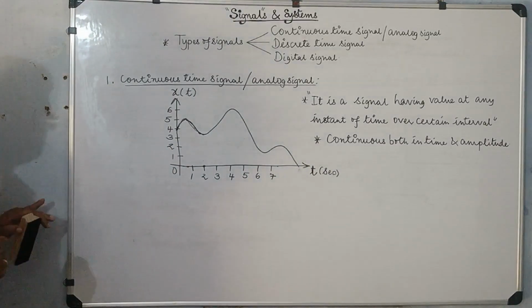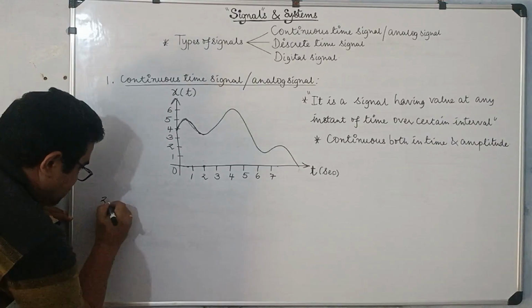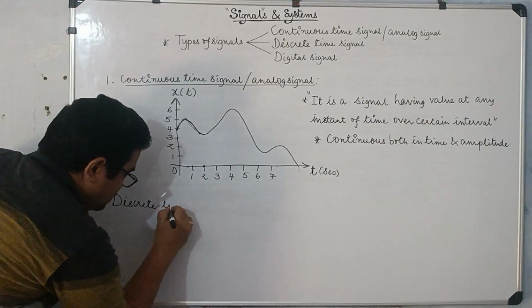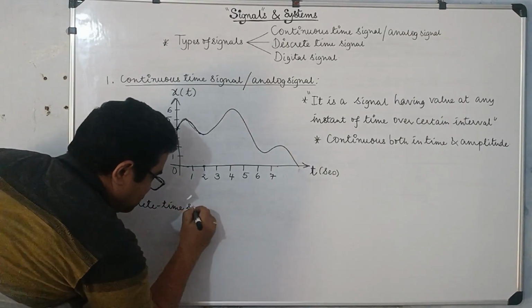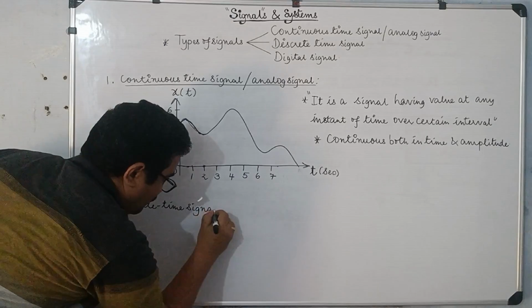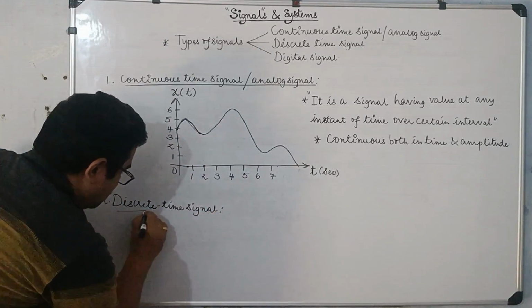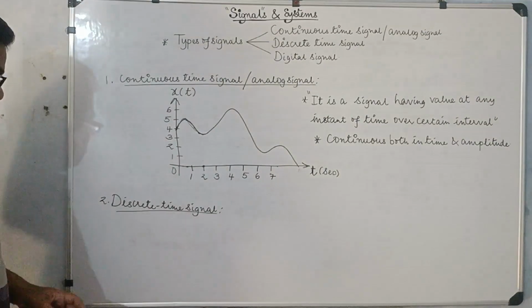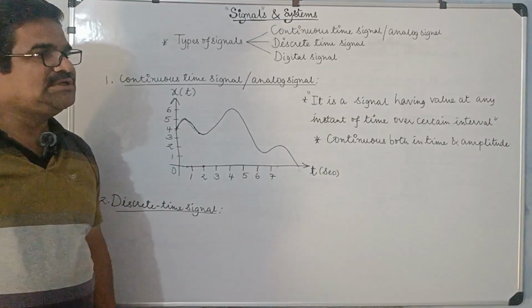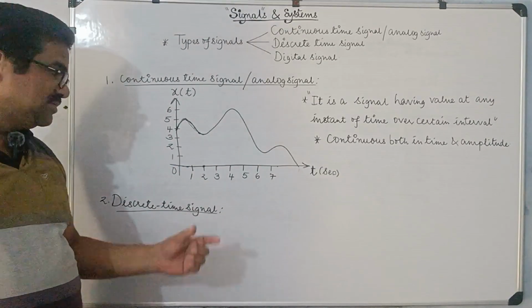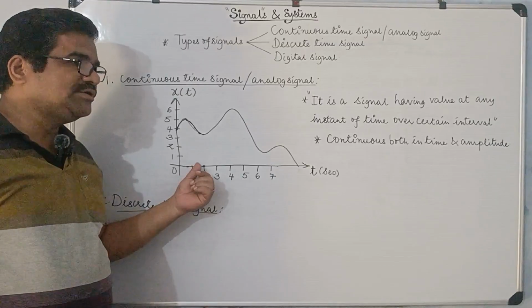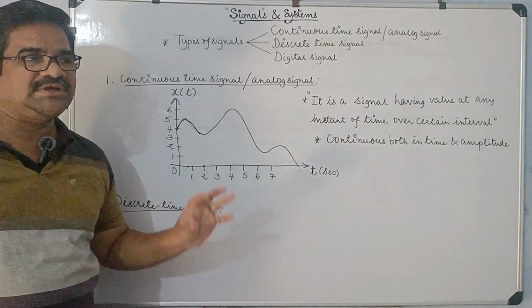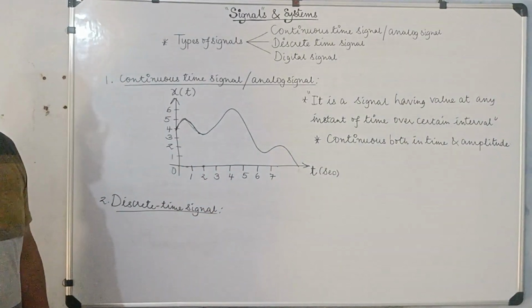Now, what is a discrete time signal? Okay. So, as the name implies, the time axis is made discrete. That means I am taking the signal amplitude or the value of the signal only at discrete instances of time. I am making the time discrete.